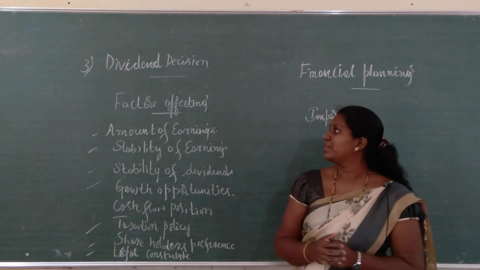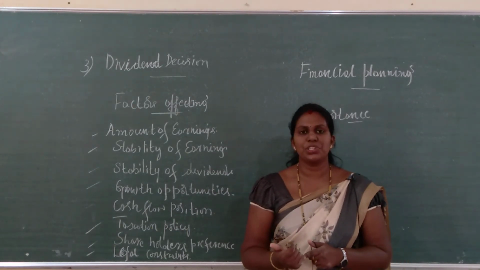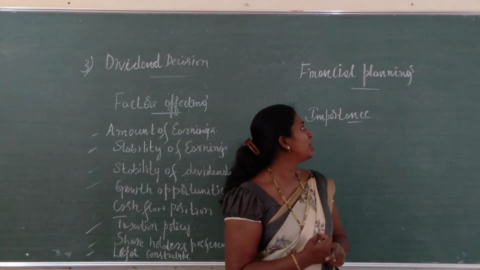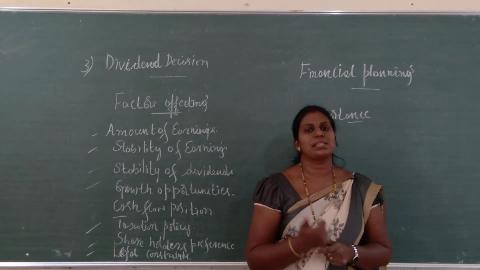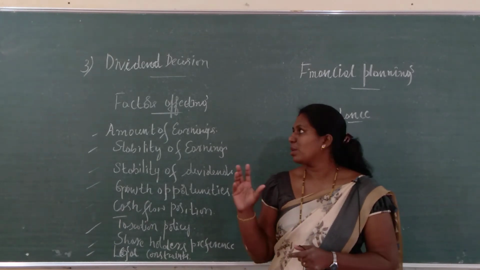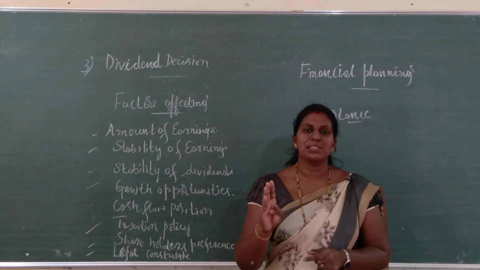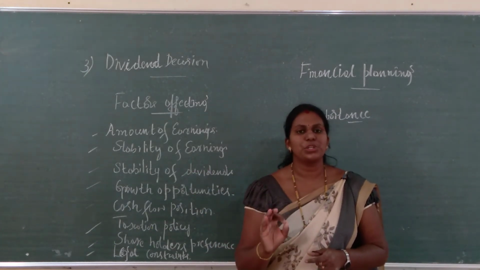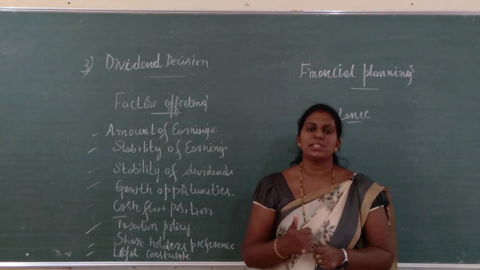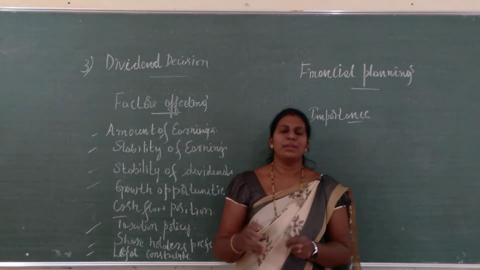Okay, hope you are clear with this. In today's session I have taken up what a dividend decision is and the factors affecting it, what financial planning is, what its importance is, and what the twin objectives of financial planning are. So you have to concentrate on all these things: the financial decision, mainly the investment decision and the factors affecting it, the dividend decision and the factors affecting it, and finally what financial planning is and what its importance is.